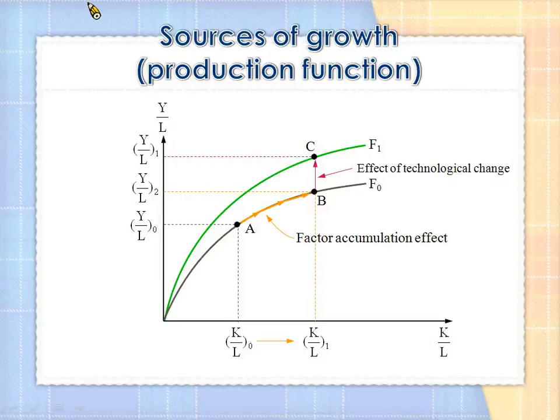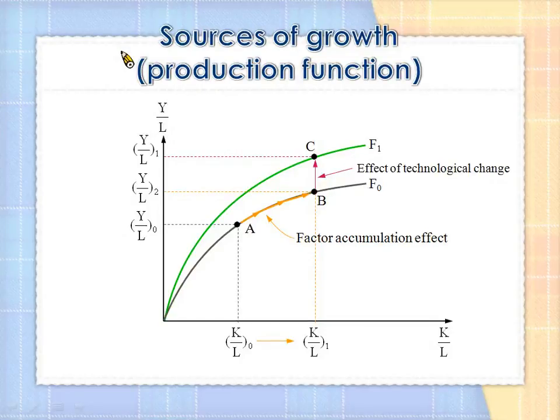In diagrammatic analysis, we decompose AC, from A to C, into AB, which is the factor accumulation, and BC, which is the technological change. And we know that in the long run, the growth of the economy relies on technological change. The factor accumulation only has short-run transitional effects. In the long run, capital will stop accumulating, and therefore growth will also stop. So in the long run, you have to rely on technological change.